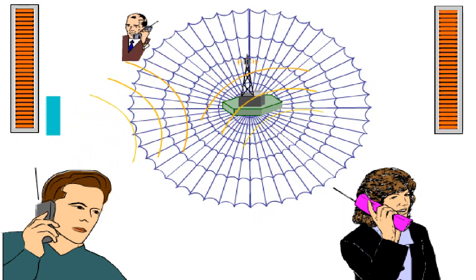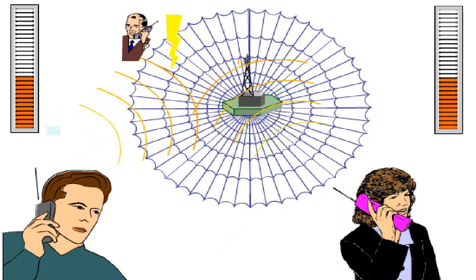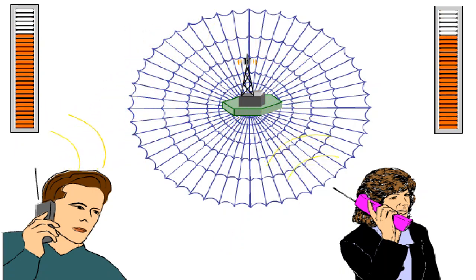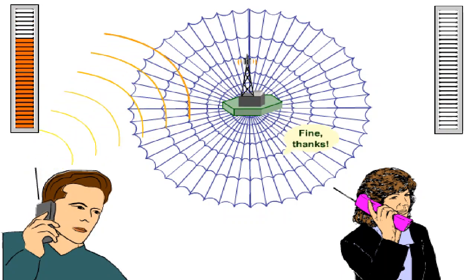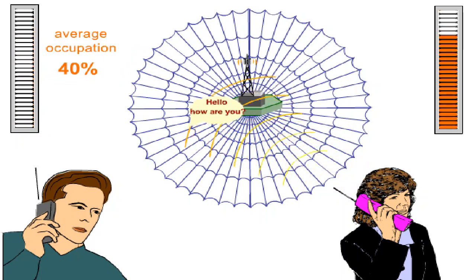Secondly, other subscribers using the same frequency in distant cells could be disturbed more than necessary. Therefore, it's logical to switch off the sender whenever the subscriber is not actively transmitting information. Considering the pauses in the dialogue and also the pauses between and within the sentences, we find that the average occupation of the radio link is less than 40%.